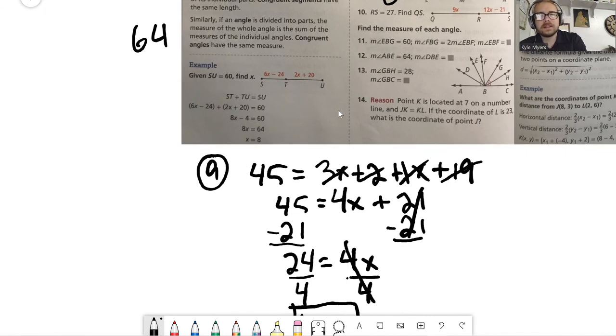All right, so number 10. Just squeeze this in over here. RS is 27. Find QS. Okay, so this is a little different. Let me go ahead and just erase 9.